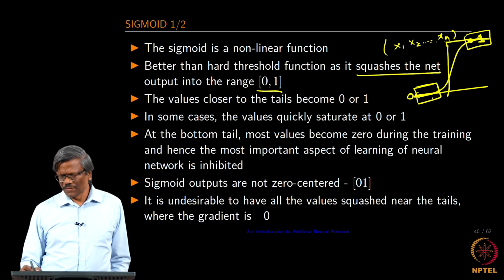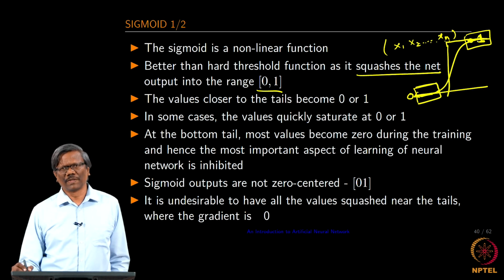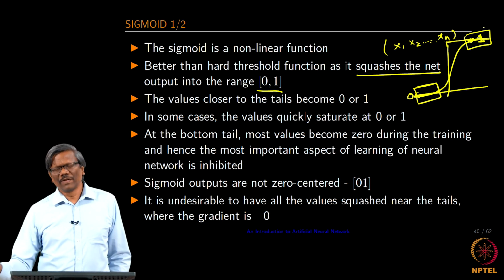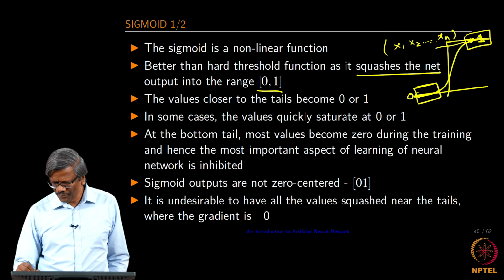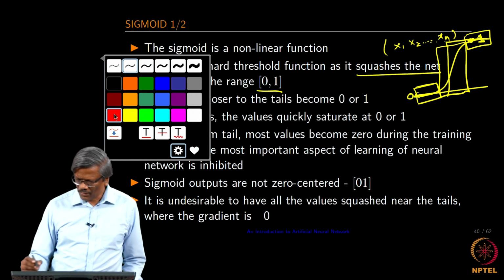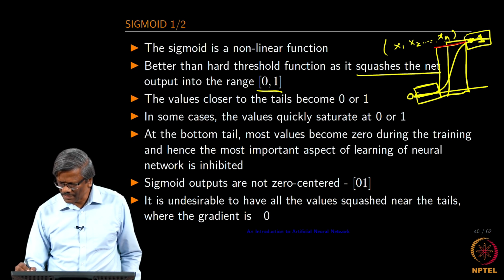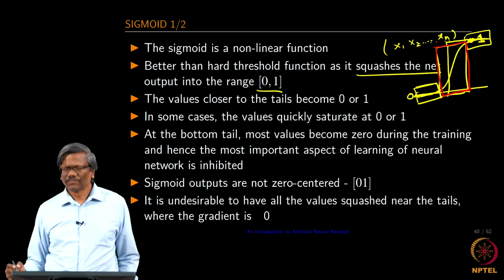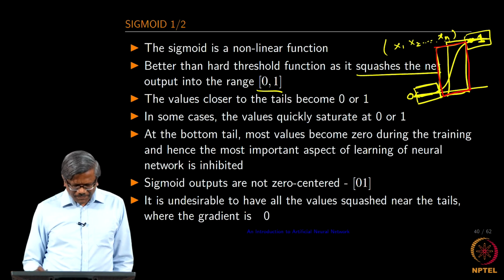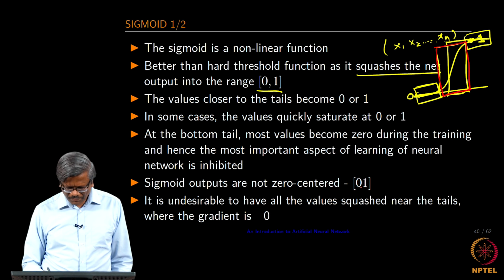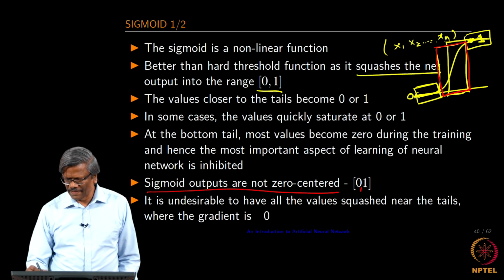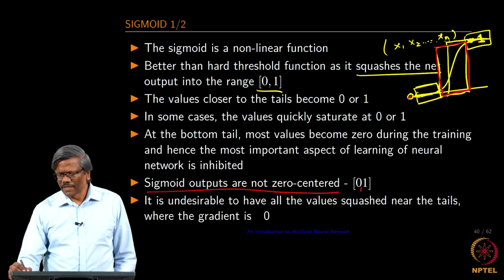When the weight values are 0, there is going to be no learning, or if you have it at this point as well, there will be no learning. So, we ideally want to keep all the values in this region. Maybe let me use a different color here. The sigmoid outputs are not 0 centered. As we had seen here, 0 is here and then 1 is at this point.